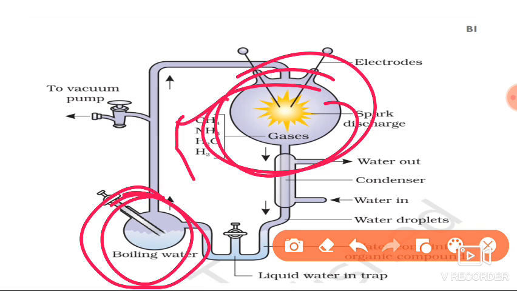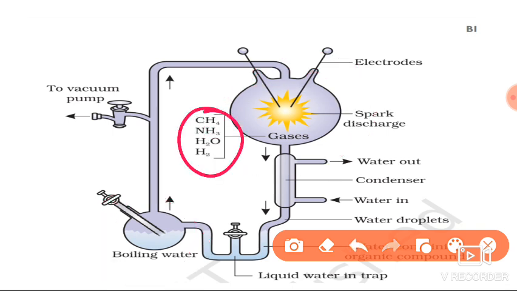They used methane, ammonia, water, and hydrogen. They used all these gases in this flask, and along with that they provided electrodes, because volcanic storms are there. A volcanic storm is nothing but a current.